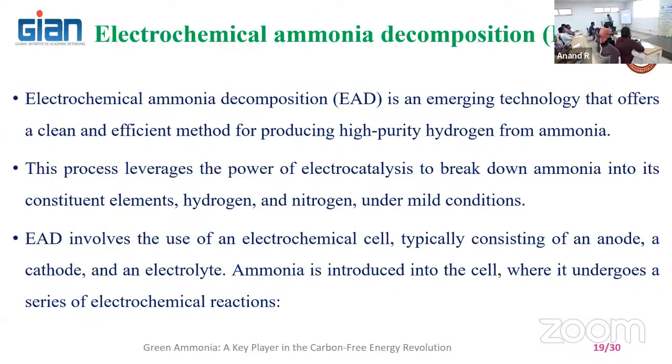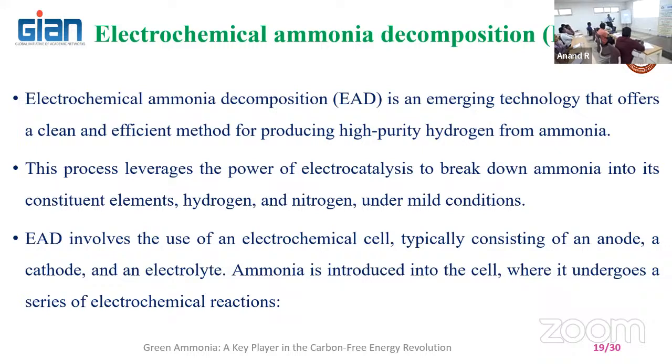The electrochemical ammonia decomposition is similar to the fuel cell, right? It is an emerging technology that offers a clean and efficient method of producing high purity hydrogen from ammonia. This process leverages the power of electrocatalysis to break down ammonia into its constituent elements, hydrogen and nitrogen, under mild conditions. It involves the use of an electrochemical cell, typically consisting of an anode, cathode, and electrolyte. Similar to fuel cells, if you are using hydrogen, you will get water.